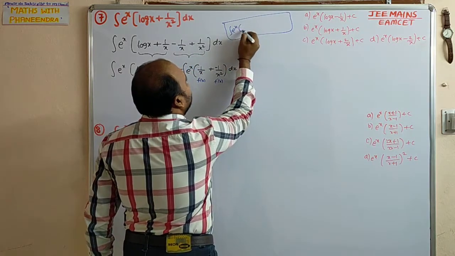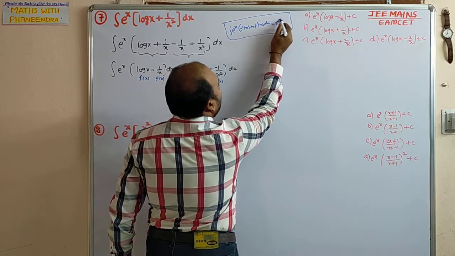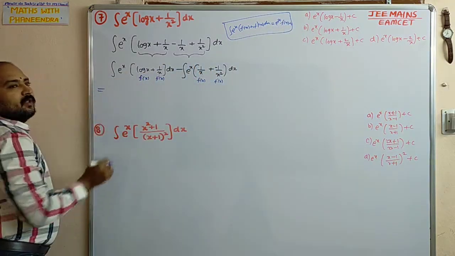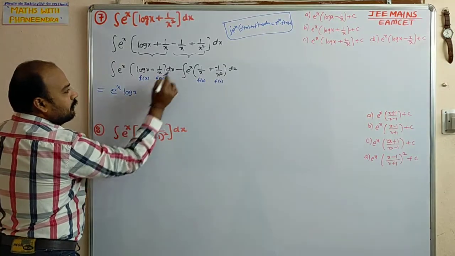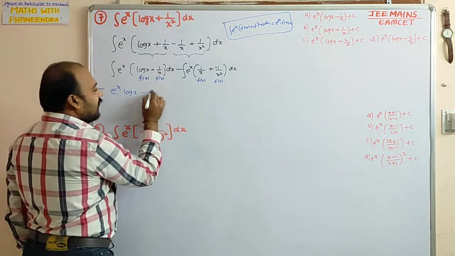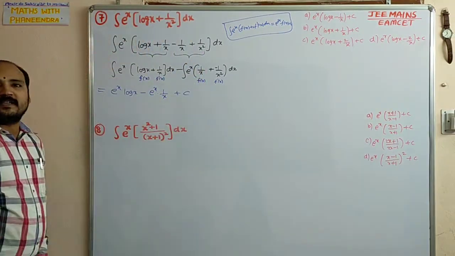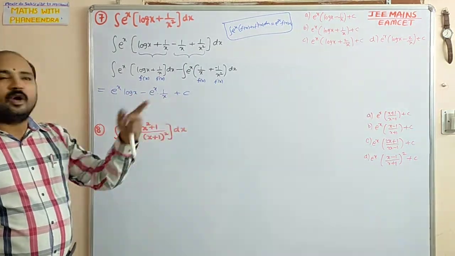Integral e power x into f of x plus f dash of x into dx is equal to e power x into f of x plus c. So here, e power x into f of x is log x, minus e power x into f of x is 1 by x. Ultimately you can add plus c. Don't consider plus c here and here, no need. Only one constant you have to write.